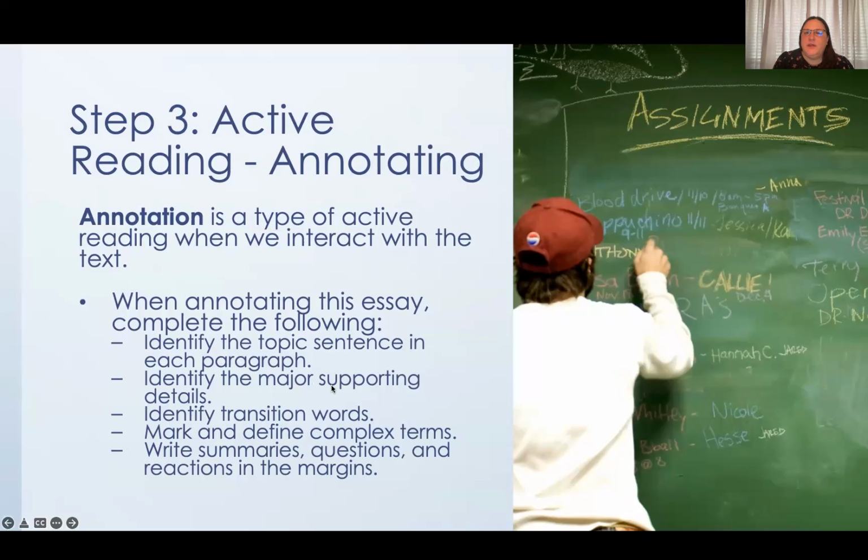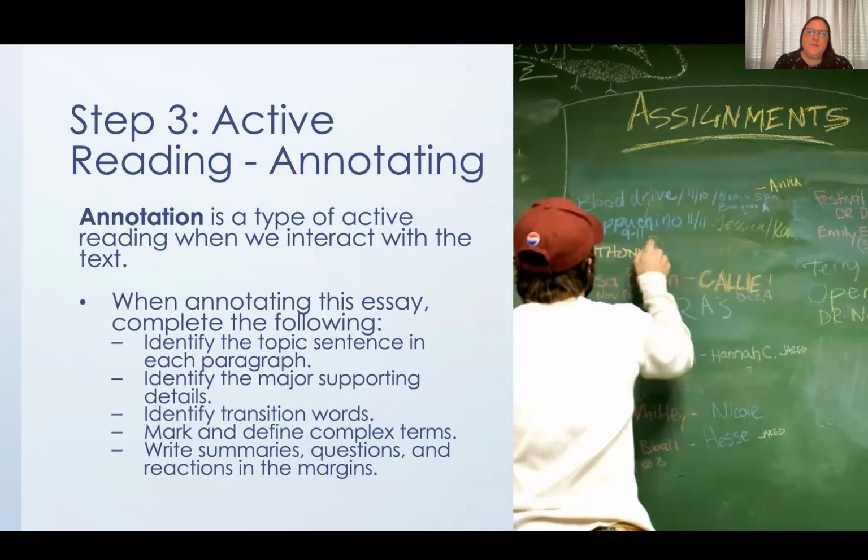Then try to identify major supporting details. So what kind of specific examples is the author using to support the points that they're making, right, in the paragraph? You might also identify transition words. So how is the author kind of combining ideas together? Look for words like first, second, third, or additionally, or in contrast, or overall, right? Mark and define complex vocabulary terms. So you're going to see some vocabulary that's probably new to you. You might maybe highlight that vocabulary in green and look up the word online, write a little definition next to it. This way you can build your vocabulary.